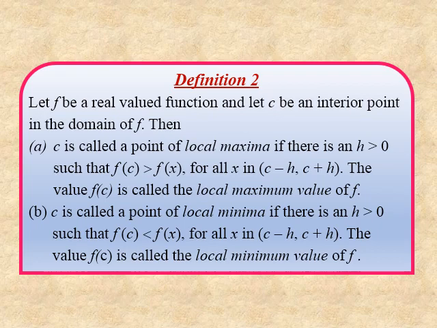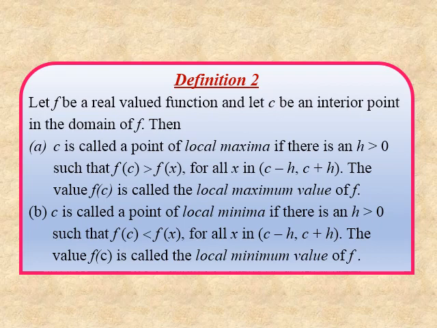In case of local maxima and local minima, x is a point in the interval c minus h to c plus h. Now what is c minus h? That is the point very close to c on the left hand side, and c plus h is a point very close to c on the right hand side. So if f(c) is greater than f(x), then we say that the point c is the local maxima, and f(c) is the local maximum value of f.